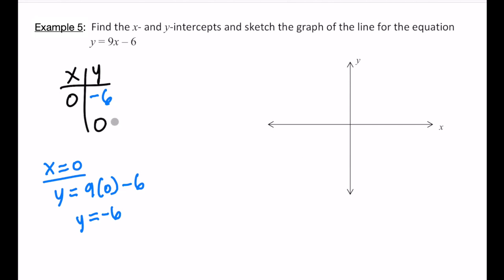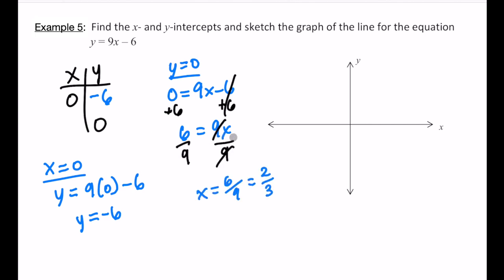Now to find the x-intercept, we'll substitute y is equal to 0 in this equation, and we'll solve for x. So here we'll have to solve by isolating the variable. Let's add 6 to both sides to cancel the -6 here on the right. That gives us 6 on the left and 9x on the right. And now we can isolate the variable by dividing both sides by this coefficient of 9.